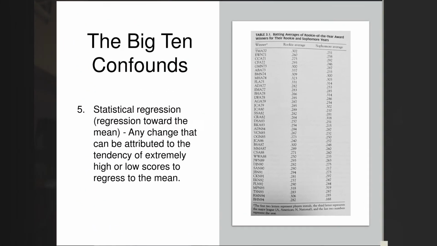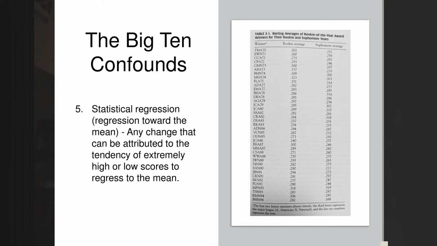This one is somewhat of a complicated one to describe. It's statistical regression, or regression towards the mean. And you may have heard before of a sophomore jinx or a rookie jinx in sports. This table here is batting averages for the person who won Rookie of the Year, and the second year they usually tend to go down. This was from 1970 to 1994. This was a study that was done quite a few years ago, on what was called the sophomore jinx.